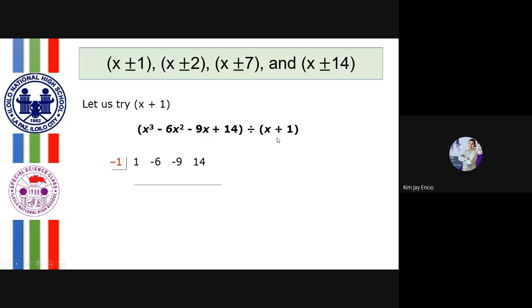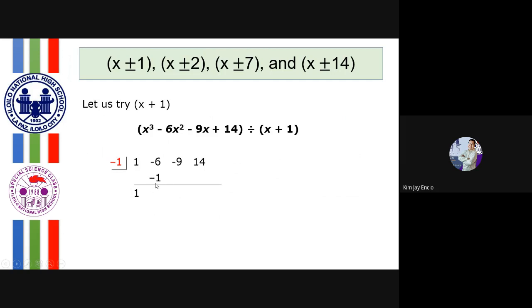So x plus 1 equals 0. That means we have here -1. Let's try if -1 works, if -1 as a root works. So bringing down 1. After bringing down, multiply. -1 times 1 will be -1.